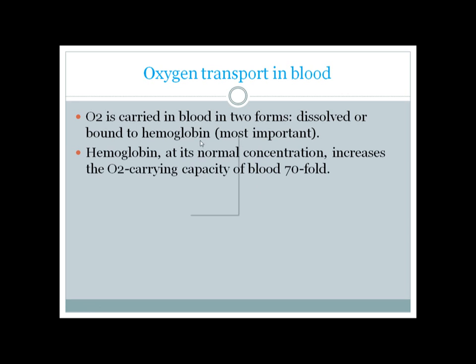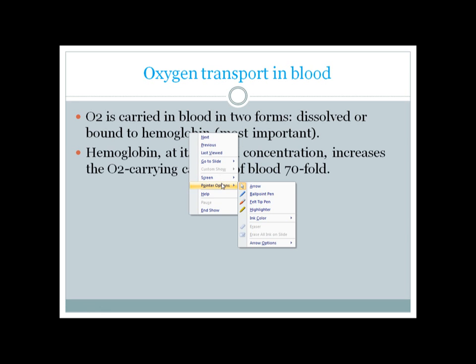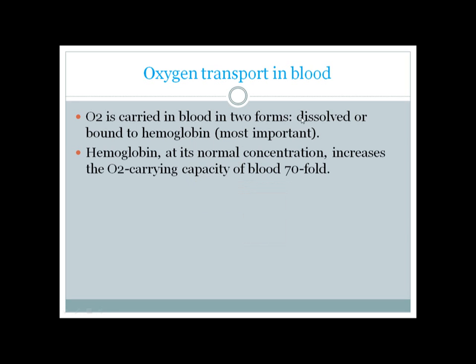So, oxygen actually is carried in blood in two forms. One is dissolved in blood or plasma, and another, which is the more important part, is bound to hemoglobin. And hemoglobin at its normal concentration increases the oxygen carrying capacity of blood about 70-fold.